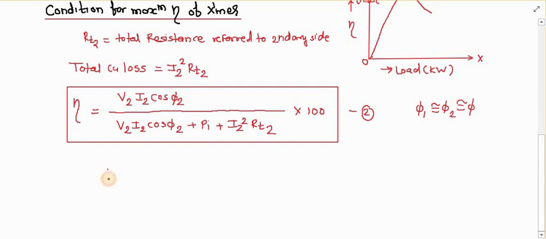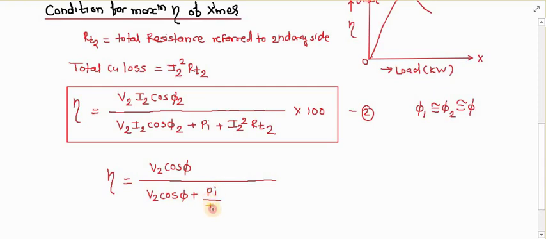So dividing the numerator and denominator by I2, what will I get? V2 cos phi divided by V2 cos phi plus Pi by I2 plus I2 square RT2 by I2, which means I2 RT2, into 100. Let this be equation number 3.